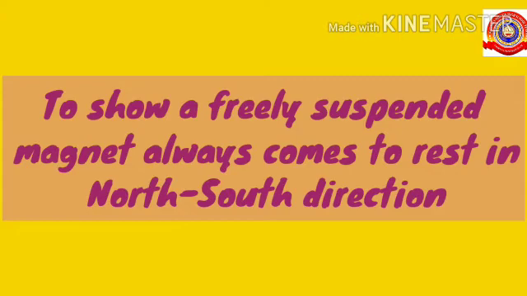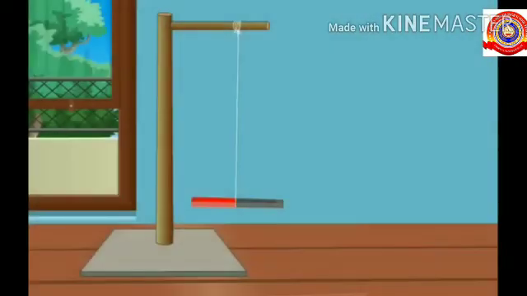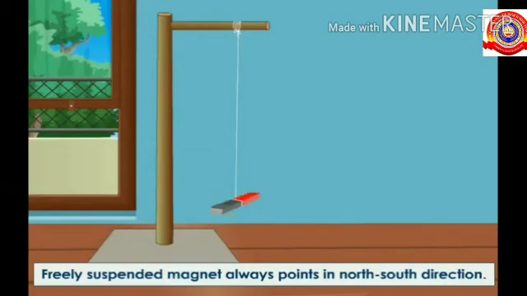Next, we are going to do an experiment to show that a freely suspended magnet always comes to rest in the north-south direction. When a bar magnet is suspended freely and horizontally, it comes to rest in the north-south direction.